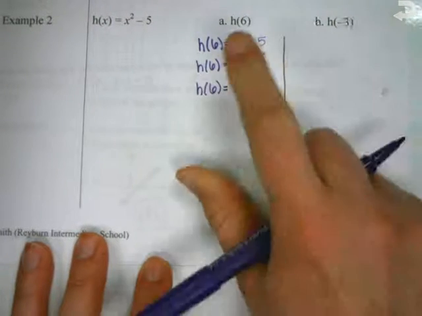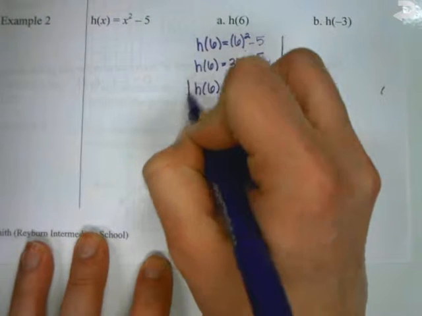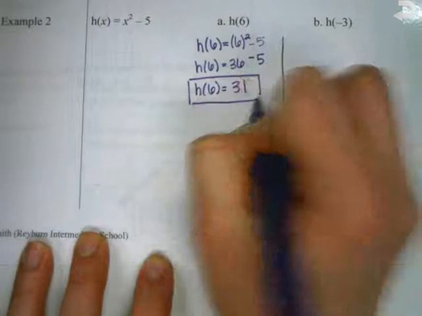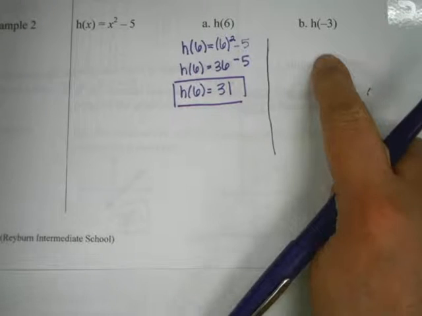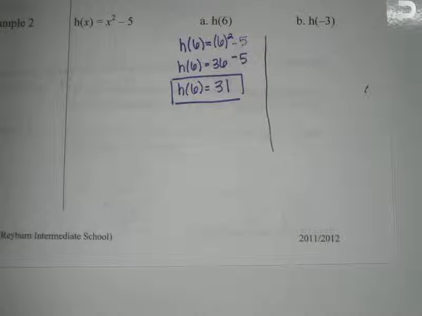Can you do B? Do B by yourself. Destiny, what'd you do first? I plugged it in. You plugged it in, so I got h of negative 3 is equal to what?